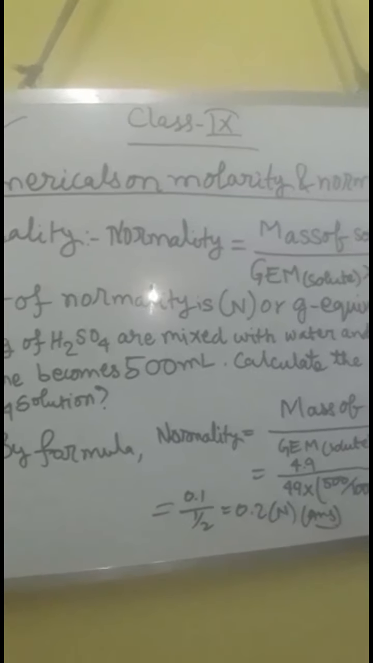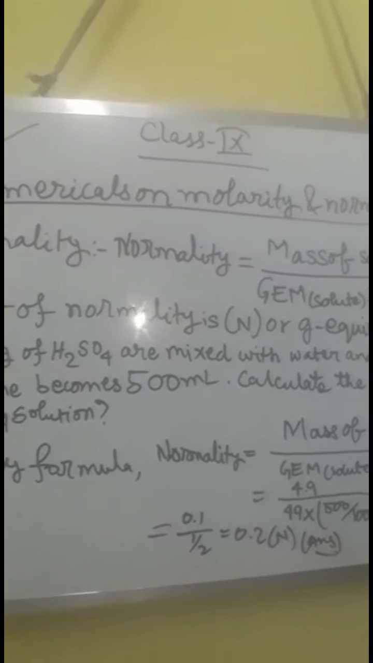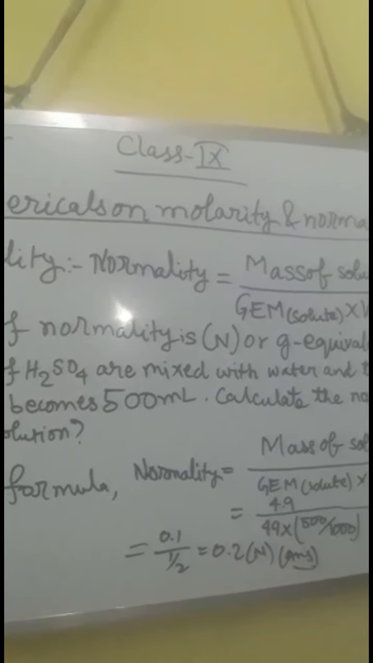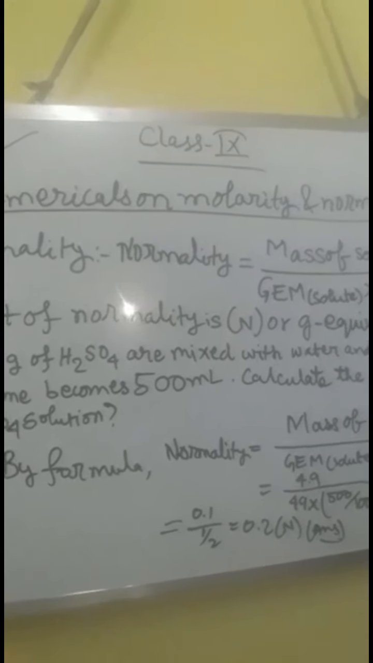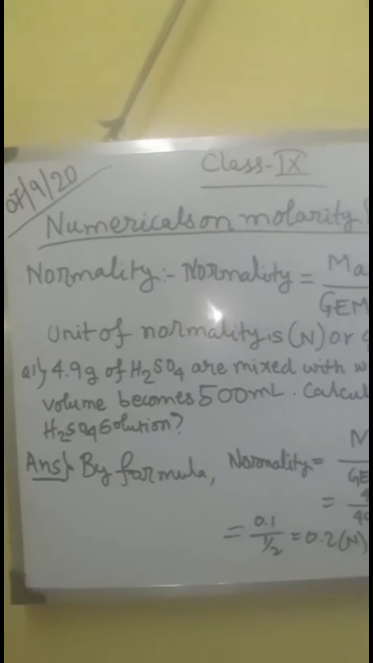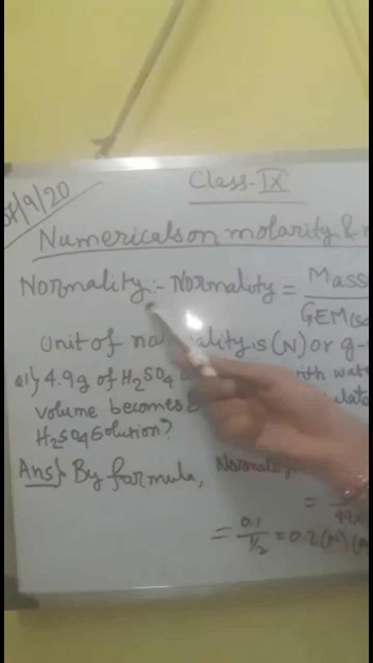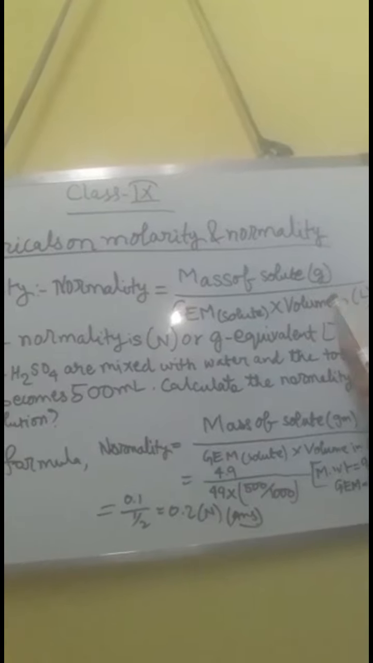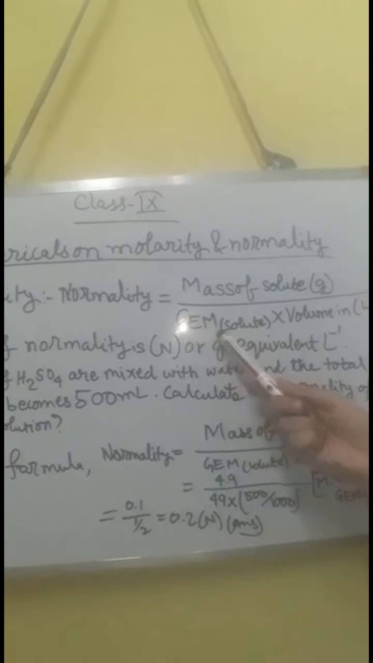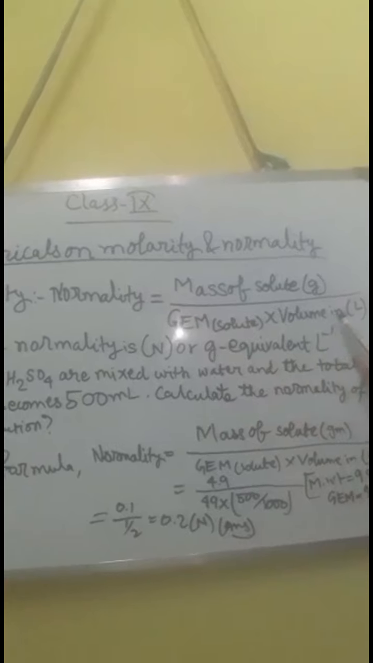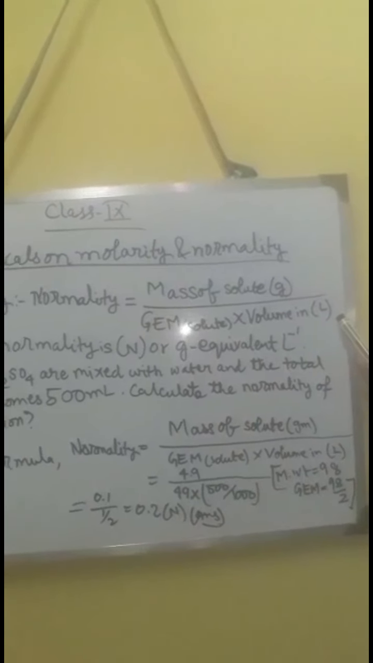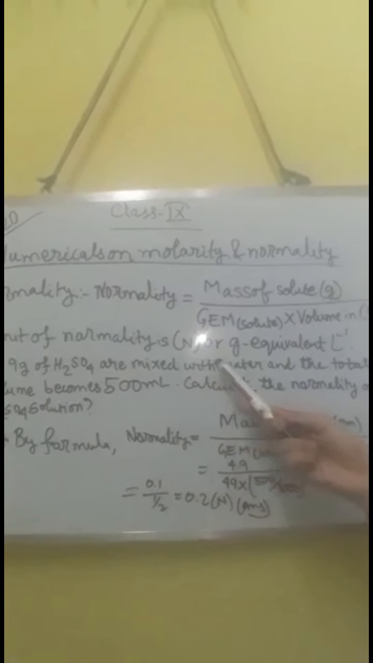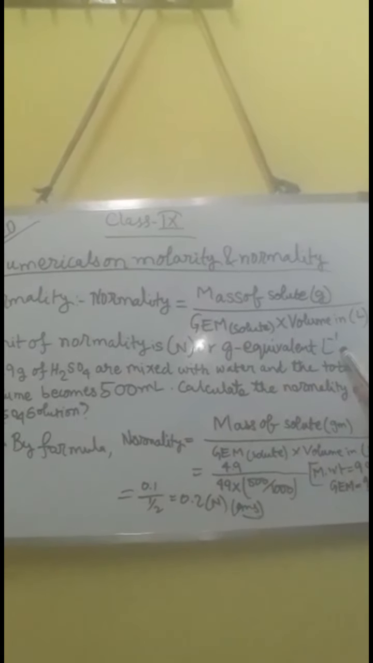Class 11. As I was continuing with molarity and normality, today I will discuss a few numericals based on normality. In the previous class I discussed molarity; this class I will discuss normality. Normality is equal to mass of solute in gram divided by gram equivalent weight, GEW, of solute into volume in liters. Clear? The unit of normality can be either N in brackets or gram equivalent per liter.